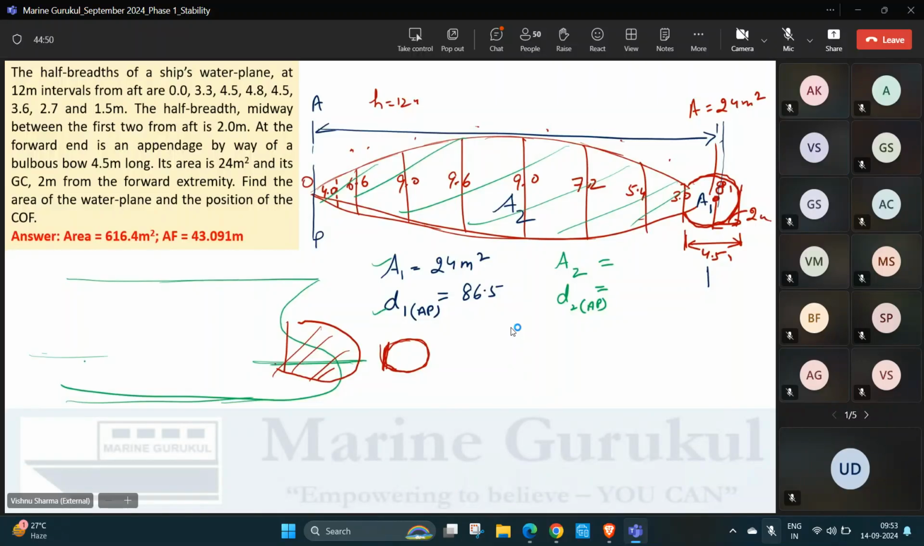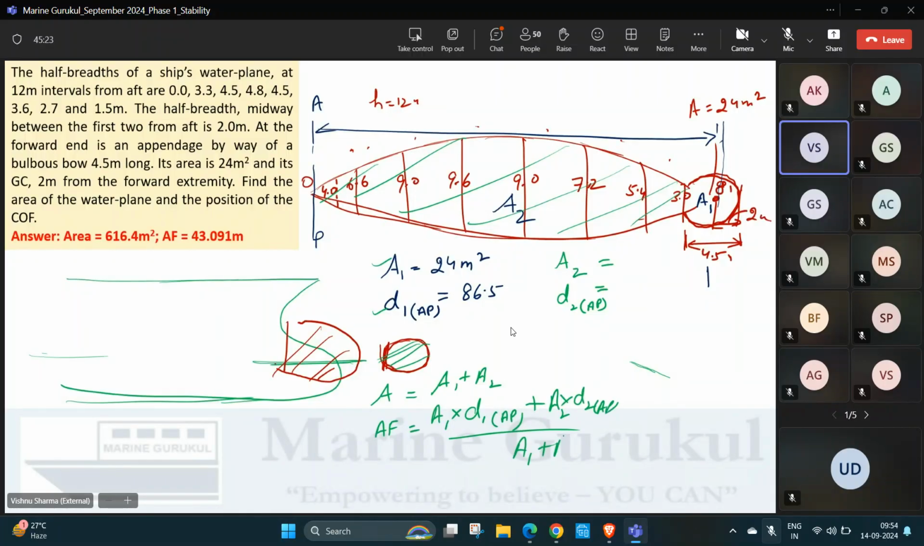Guys, can you calculate A2 and D2 from AP? Yes, sir. Once you get this, you know how to get the final answer and how to get AF. A will be A1 plus A2. AF will be A1 into D1 from AP plus A2 into D2 from AP, upon A1 plus A2. Am I correct, beta?